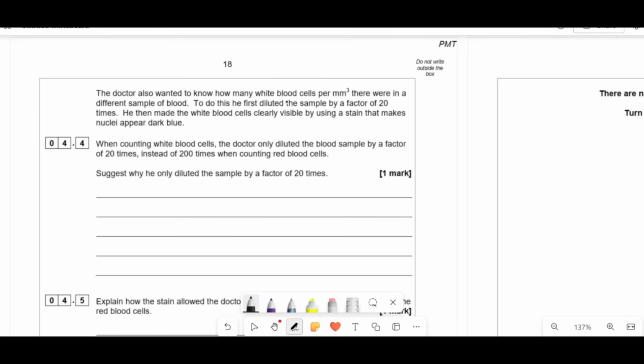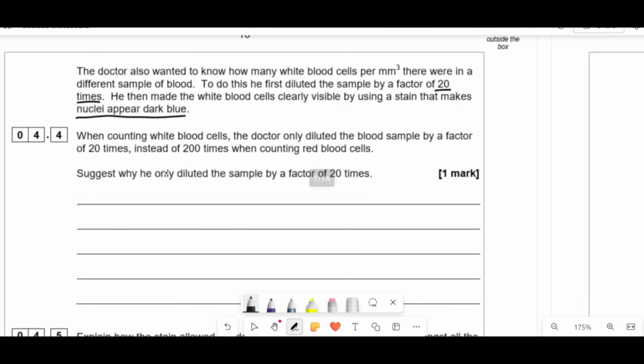So the doctor also wanted to know how many white blood cells there were in a different sample. To do this, they diluted it by 20 times, and then made the white blood cells become clear by using a stain that makes them appear dark blue. When counting the white blood cells, they only diluted it by a factor of 20 instead of 200. So just why?